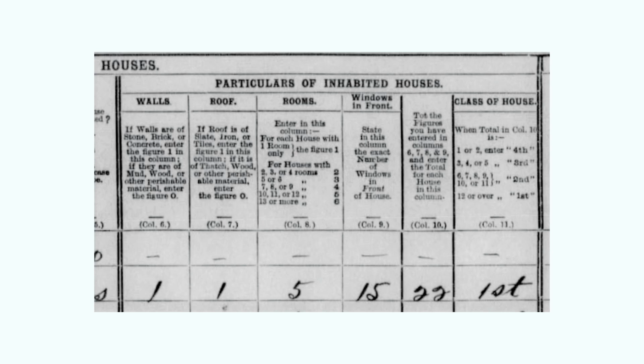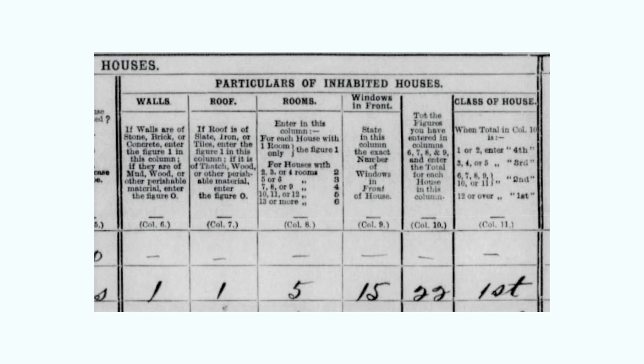There was a similar approach in the next column for roofing materials. If the roof was made of slate, iron, or tile, the enumerator entered a 1. If it had been constructed from thatch, wood, or other perishable material, he entered a 0.